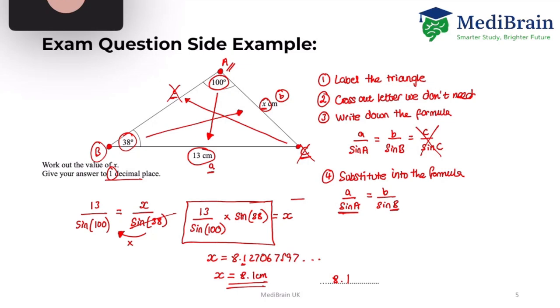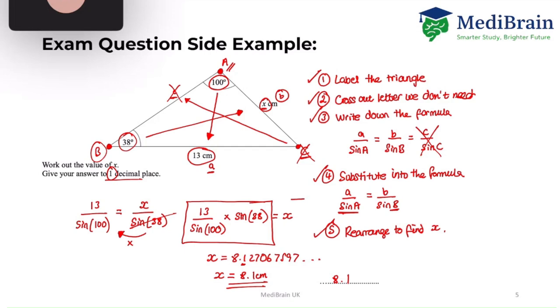Okay, so we're going to move on now. Just to reiterate: label the triangle first, cross out the letter you don't need, write down the formula, substitute into the formula, and then, if you were to have a step 5, rearrange to find x. Those are our 5 steps when it comes to working out the length of a side.